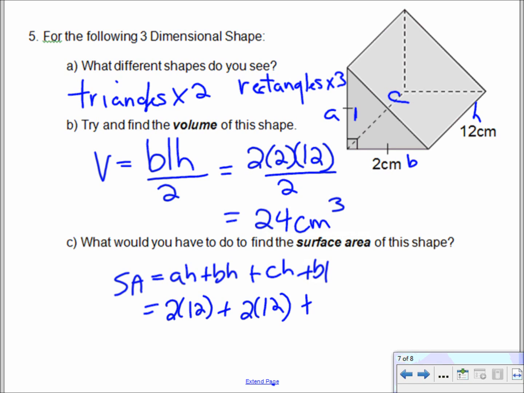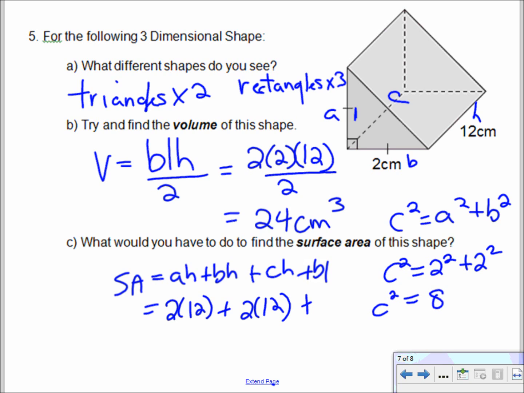Oh, C, I need to calculate it. Shoot, I gotta calculate C. Okay, how do I calculate C? What do I use? We just did it. No. Pythagorean theorem. So C squared equals A squared plus B squared. So C squared equals 2 squared plus 2 squared. So 8. So C equals the square root of 8, which is 2.8. That's rounded, of course.